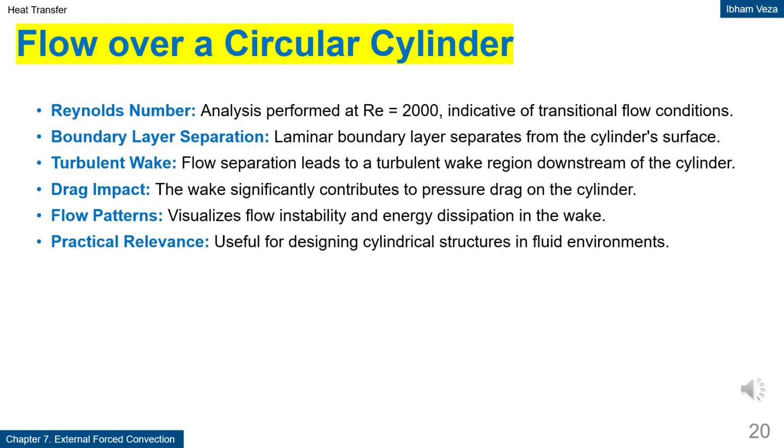This slide explains the flow characteristics around a circular cylinder at a Reynolds number of about 2000. Under this condition, the laminar boundary layer separates from the surface and forms a turbulent wake behind the cylinder. This wake contributes significantly to the total drag force acting on the object. The flow pattern also shows significant energy dissipation. This analysis is highly relevant for designing cylindrical structures in fluid environments.